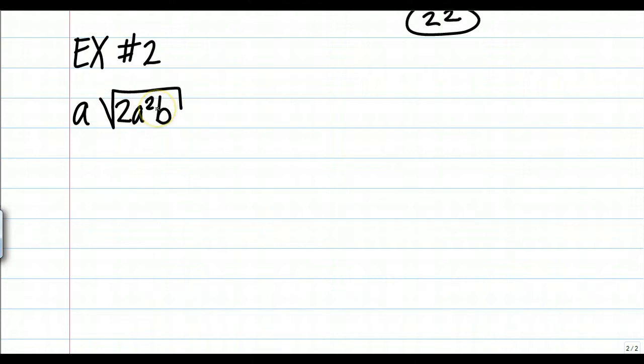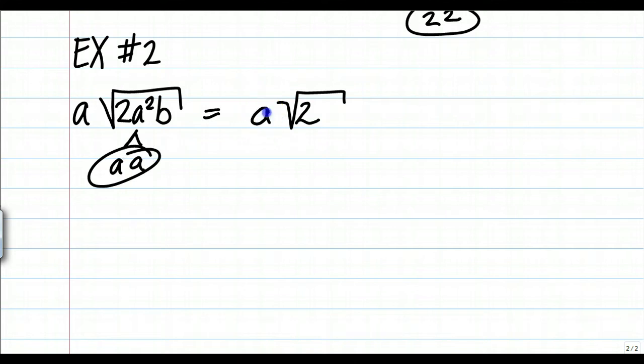Forget the variables there. We know that we can't find any partners, or even if we broke like 2 times 1, we're never going to get that 2 out of the radicals. So we know we're still going to have that stuck in here. However, we have an a times an a, and those are partners, so we can put the a out here. B doesn't have a partner, so it stays inside. This would be your final answer.